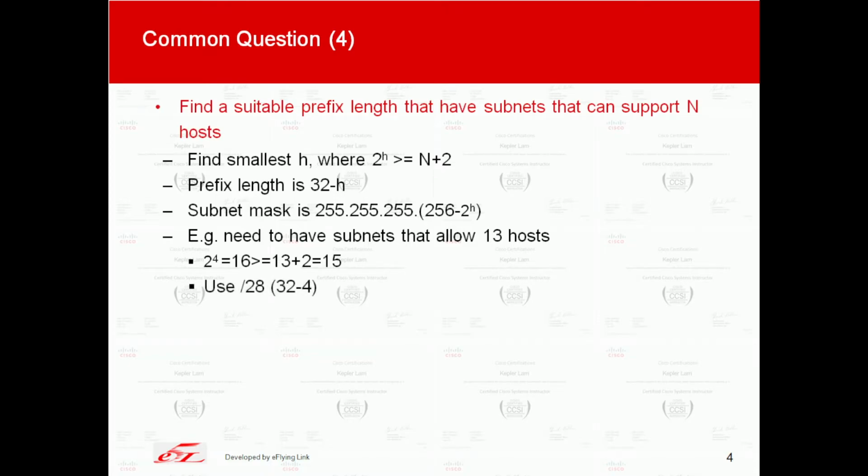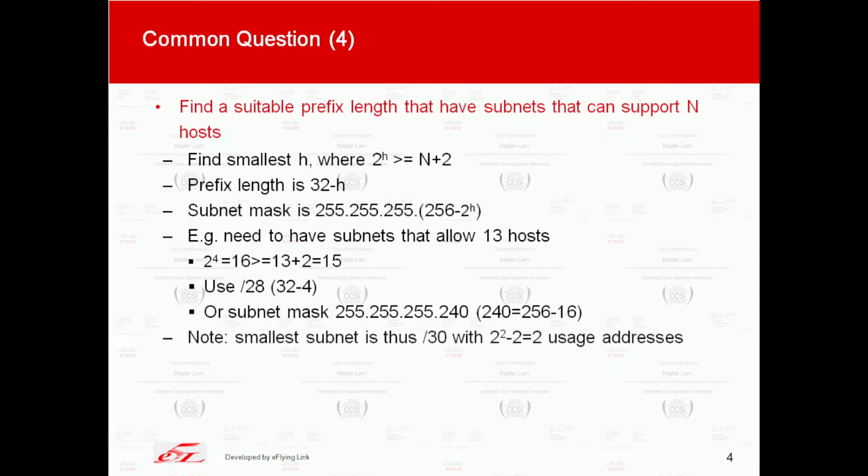Then the prefix length will become 28, which is 32 minus 4. The correct subnet mask is 255.255.255.240, because 240 is just 256 minus 16. Now you're understanding that the smallest subnet is /30, because in this case there are 2 bits for the host bits.